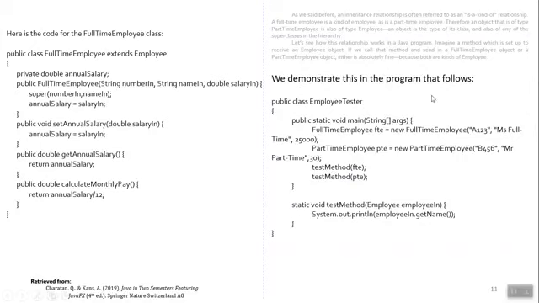So we have the EmployeeTester here, and we created a full-time employee object, FTE, and for part-time it's PTE. We filled out the parameters for the constructor, and then we have the test method. The test method implementation goes like this: we have the Employee in, and then System.out.println of in.getName.